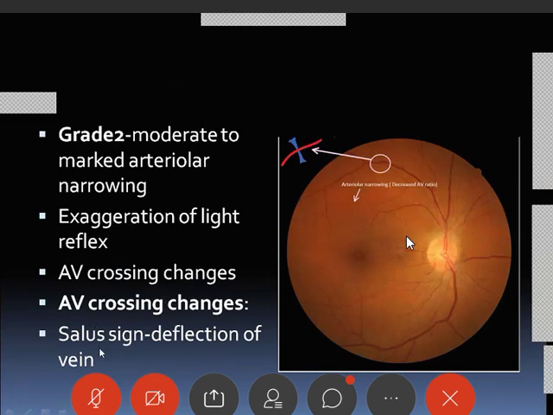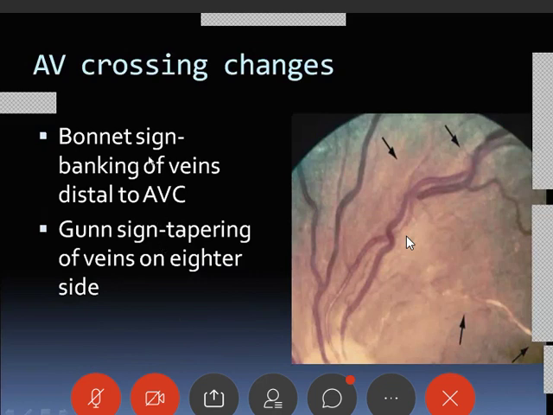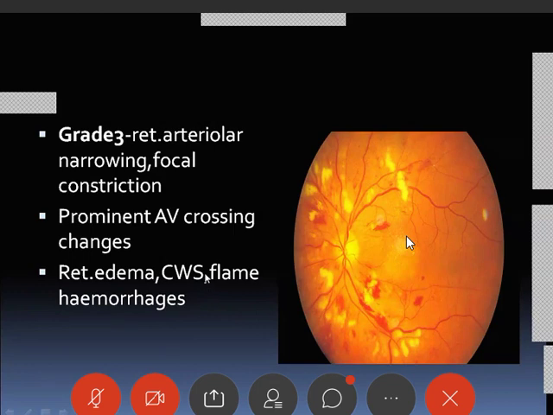So there are 3 signs of AV crossing changes. Salus sign, which is deflection of the vein, then bonnet sign, which is banking of the veins, and then gun sign, which is tapering of the veins. So that is about the grade 2 hypertensive retinopathy. Then grade 3 hypertensive retinopathy.